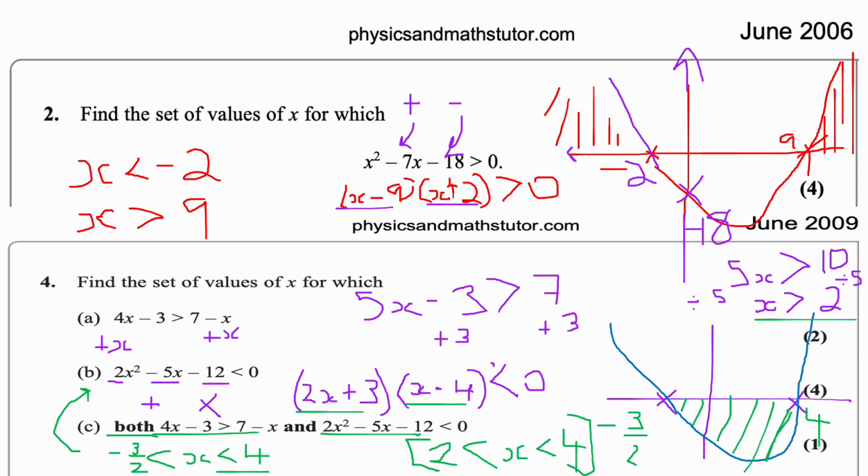Right guys, that's the end of today's short, sharp video looking at inequalities, solving linear inequalities and quadratic inequalities.